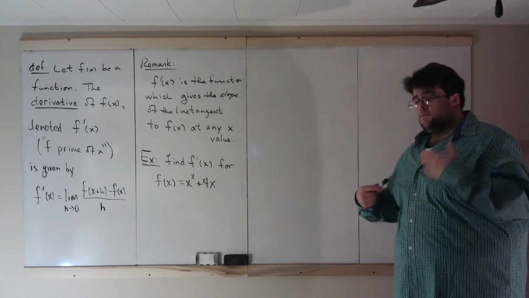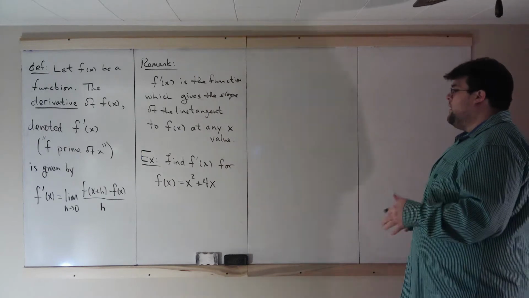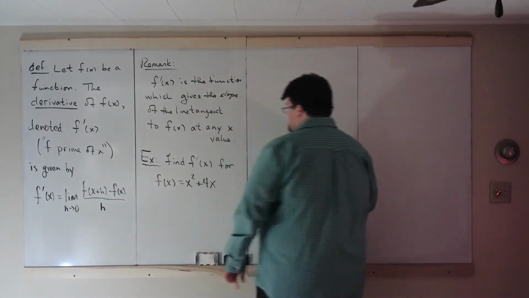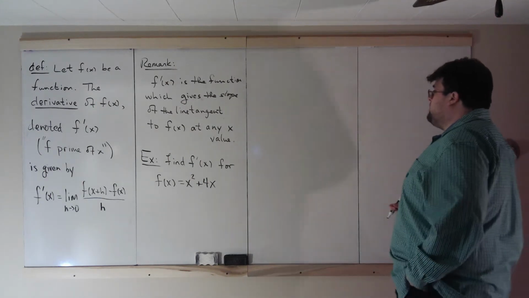So for the rest of this, we'll do mainly computations of this. We'll also do a couple applications of it. But let's start with this computation. Find f prime of x for this function, f of x equals x squared plus 4x.